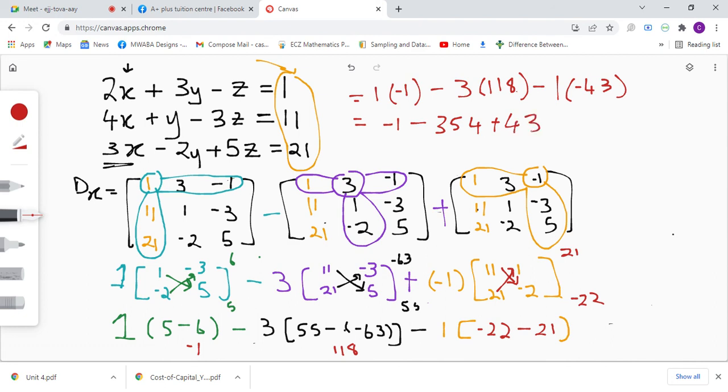Right? Negative 1 minus 354, we get negative 355, plus 43, we're going to get negative 312. So this is our value of dx, negative 312. So as earlier stated, I said our value for d was negative 78. Okay, and then the value for dx is negative 312.